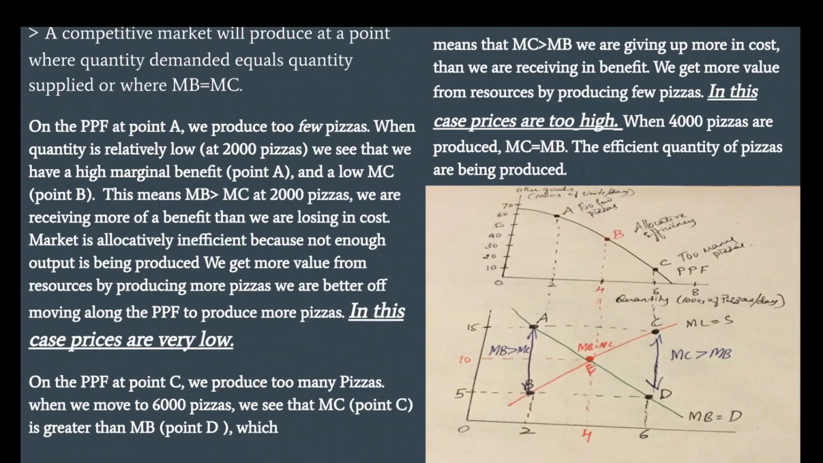On the PPF at point C, we produce too many pizzas. When we move to 6000 pizzas, we see that MC at point C is greater than MB at point D, which means that MC is greater than MB. We are giving up more in cost than we are receiving in benefit. We get more value from resources by producing fewer pizzas. In this case, prices are too high. When 4000 pizzas are produced, MC is equal to MB, the efficient quantity of pizzas being produced.